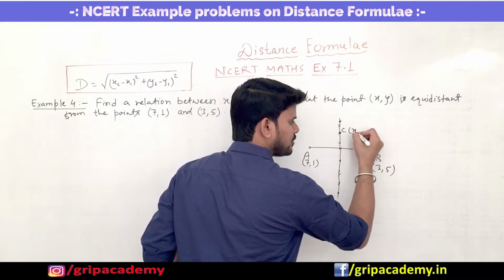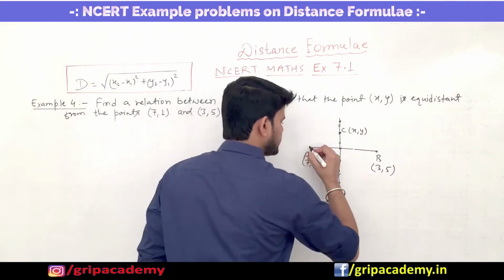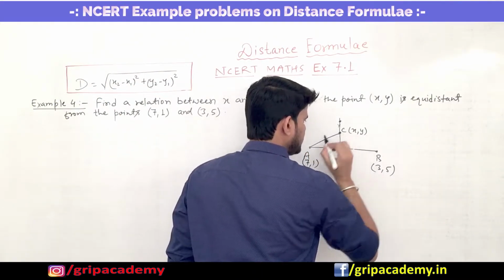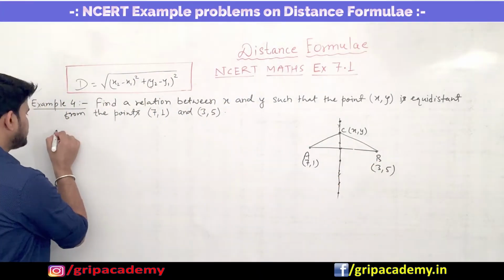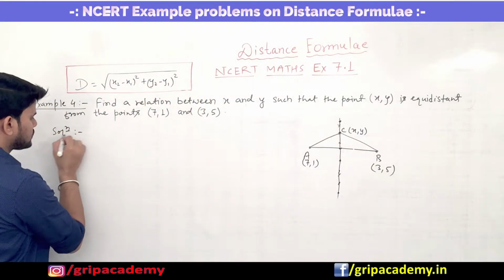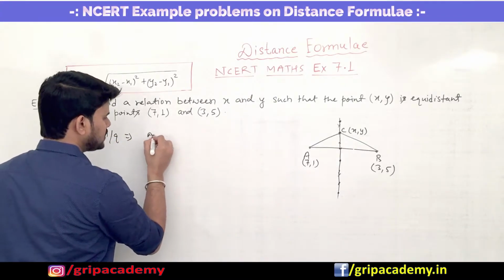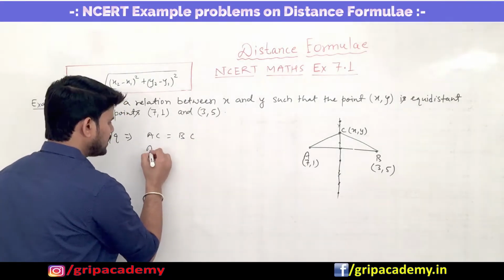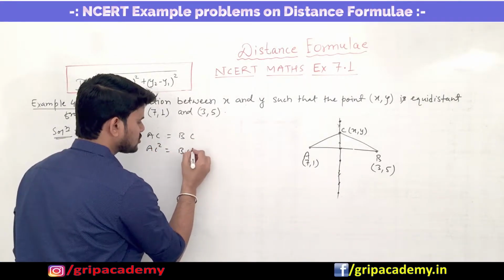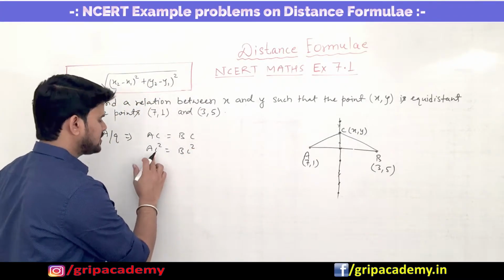Its coordinates are x, y. According to the question, AC is equal to BC. So can we write AC square is equal to BC square? Now AC square will be how much?